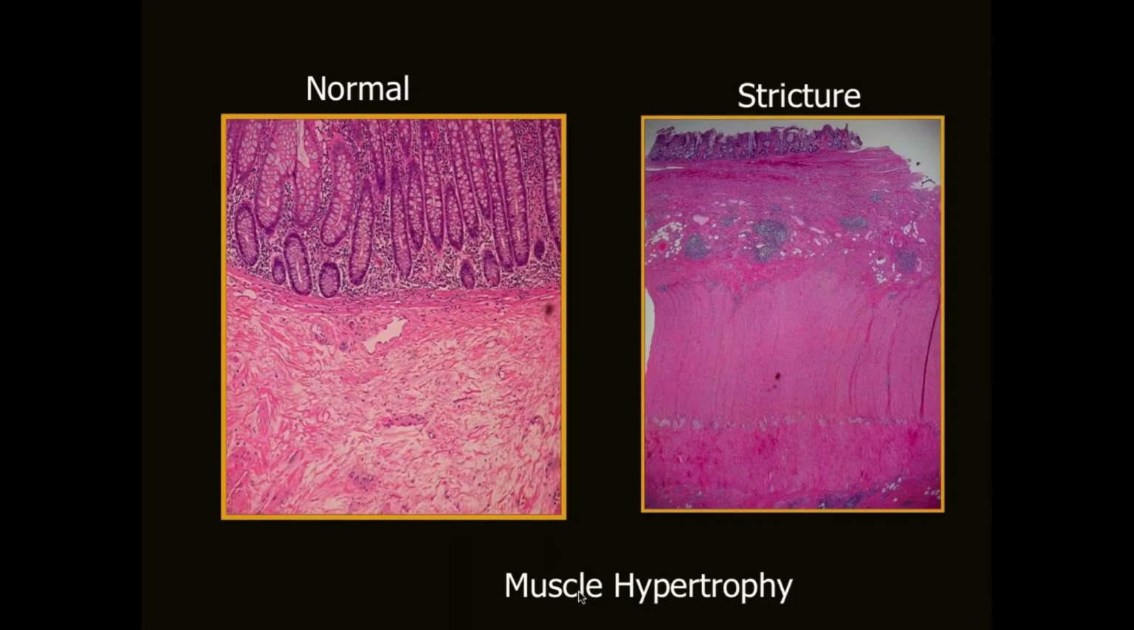And so if we look at a normal bowel on the left and the strictured bowel with the muscle hypertrophy, you can see the tremendous difference in the appearance of this loose connective tissue as compared to this muscularization, which has that striking pink appearance.